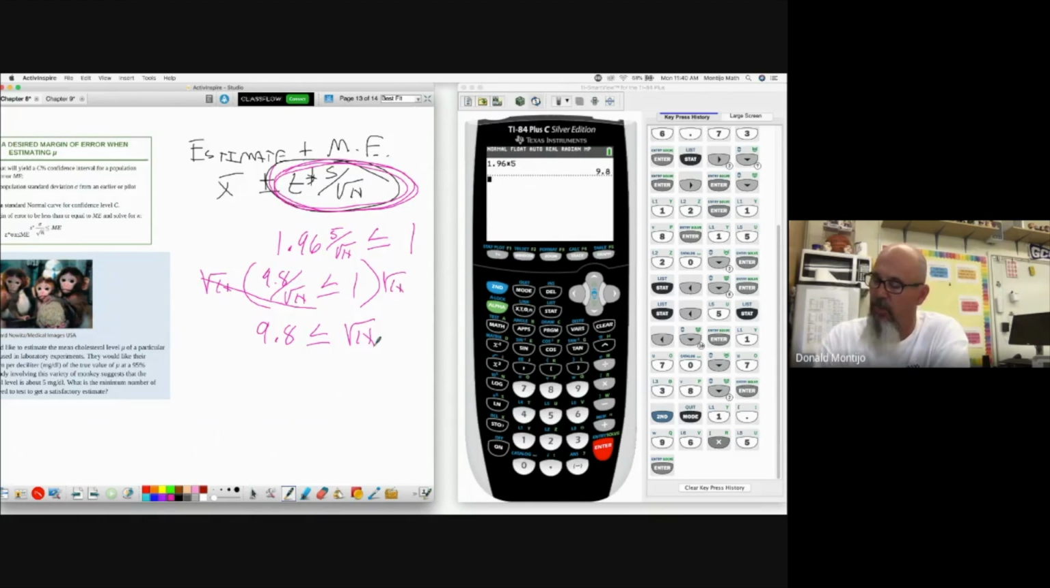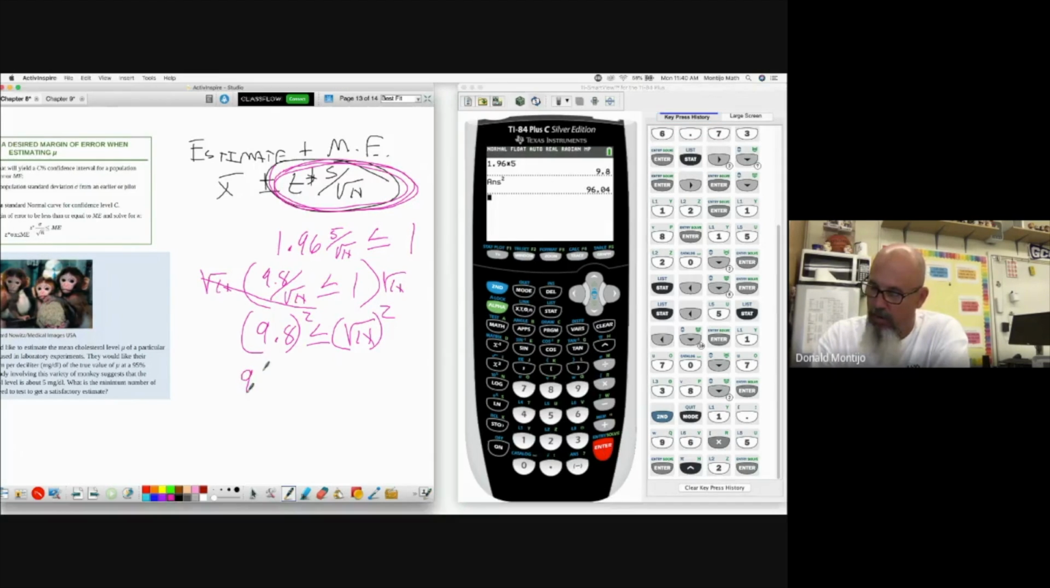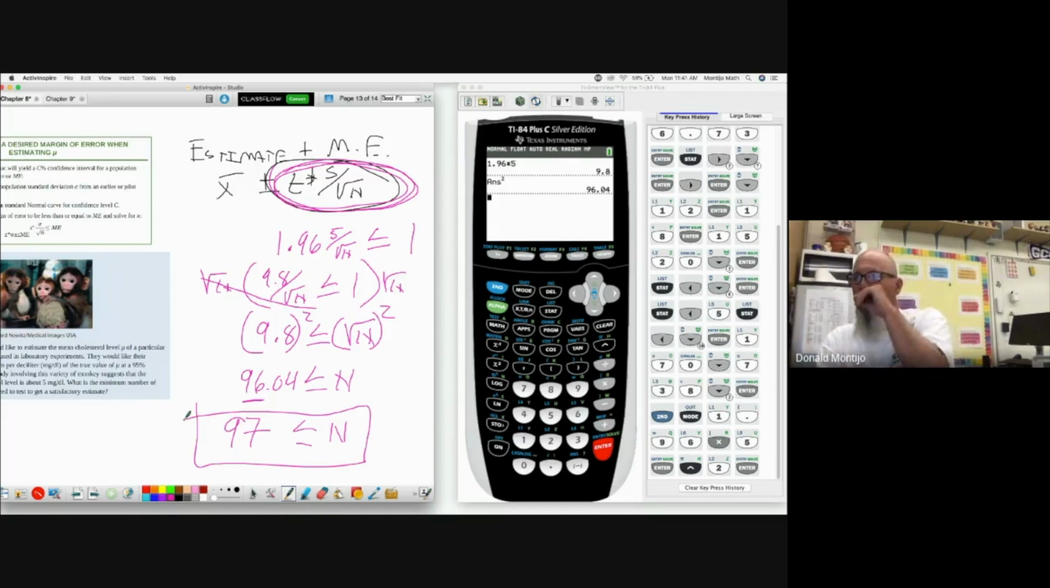Well, how do I get rid of a square root? Oh, I square it. So now I'm going to square 9.8, and I get 96.04. So n must be greater than or equal to 96.04. But when we're talking about a sample size, we cannot sample 0.04 of a person. And if I only sampled 96 people, it wouldn't be large enough. So when solving for n, for a desired margin of error, we always round up. So n must be greater than or equal to 97 monkeys to make sure that our margin of error is 1 deciliter at 95% confidence.